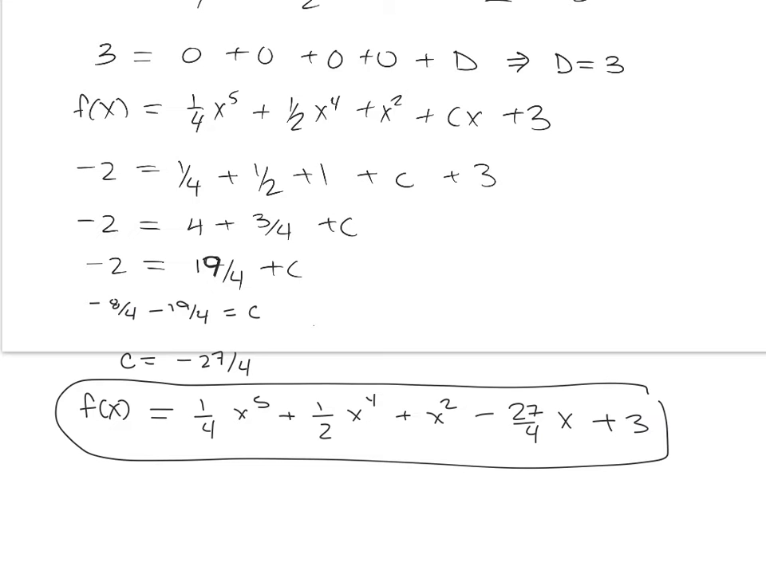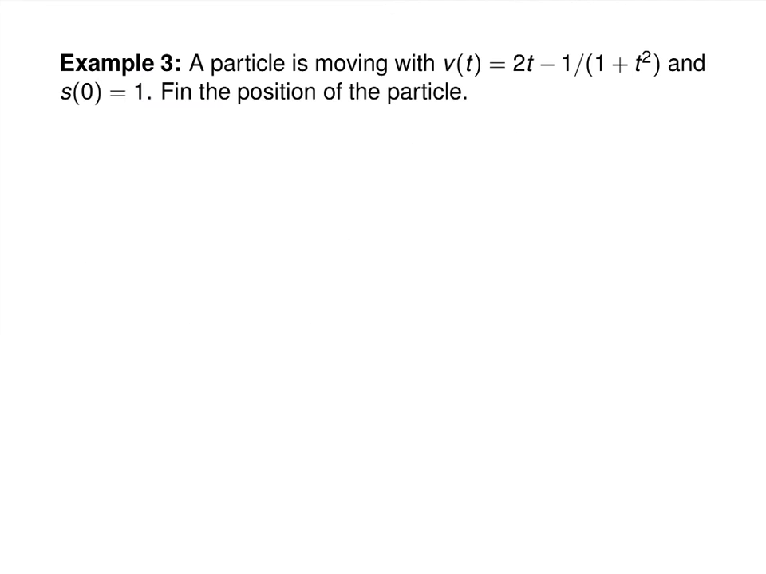All right. The next one effectively tests the same thing, but it also tests your ability to know the relationship between velocity and acceleration and stuff like that. So a particle is moving with velocity 2t minus 1 over t squared, and s of 0 equals 1, which means at time equals 0, the position is 1. This should say find, not flipper the position. So find the position of the particle.